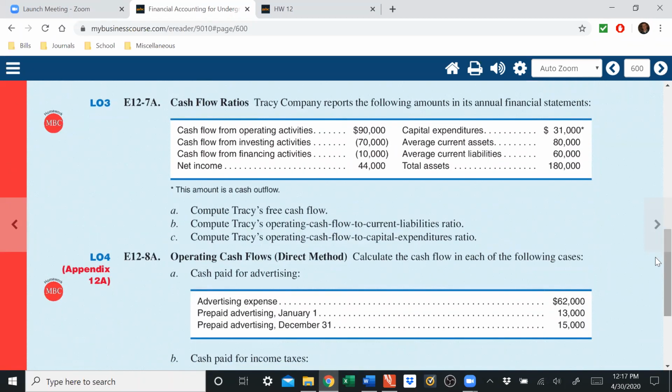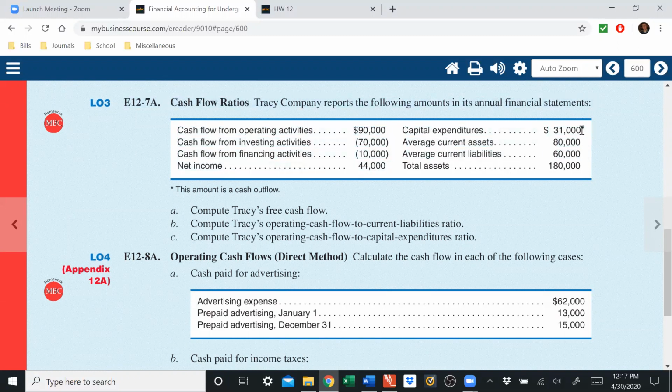Tracy Company reports the following amounts in their annual financial statements. On their statement of cash flows, the cash flow from operating activities was 90,000. The cash flow from investing was negative 70,000. The cash flow from financing was negative 10,000. Their net income was 44,000.